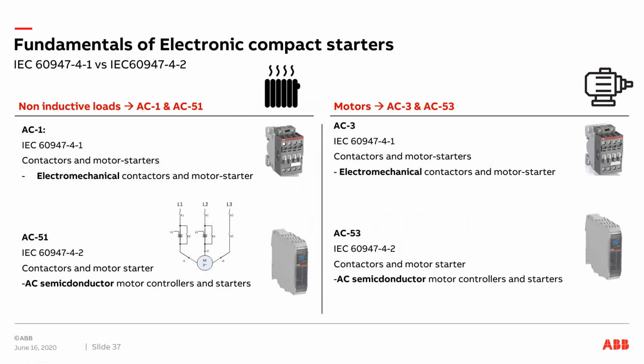For the AC1 category, you have contactors as well as electronic starters. The only difference I'm highlighting over here is the duty or utilization category. For the contactor it is AC1, whereas for the compact starter it is AC51, and similarly for AC3, for the contactor it is AC3, whereas for the compact starter it is AC53.